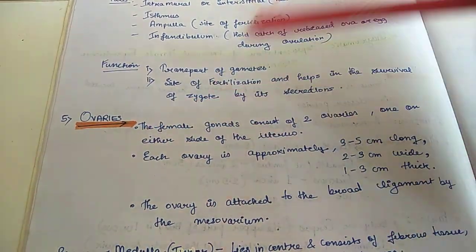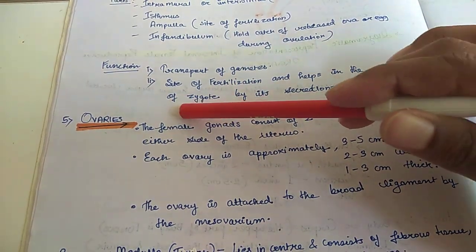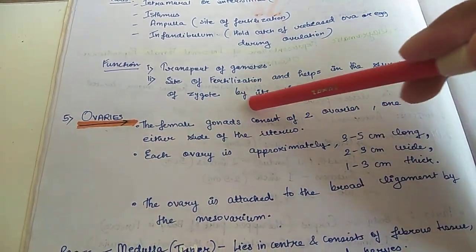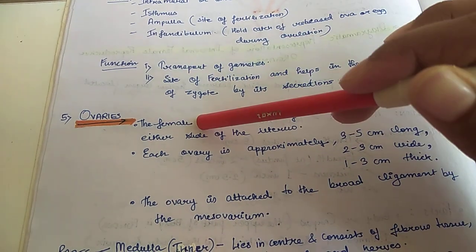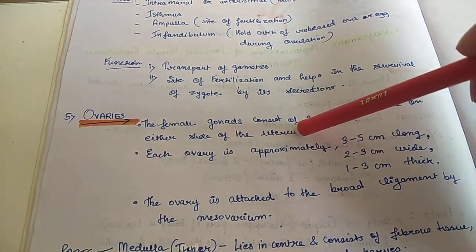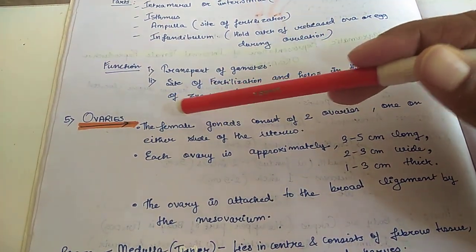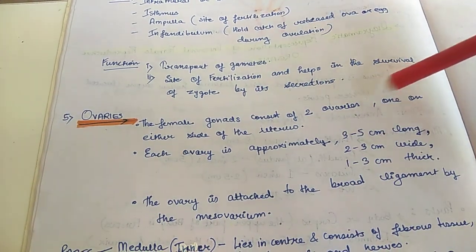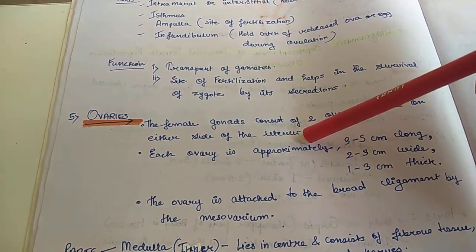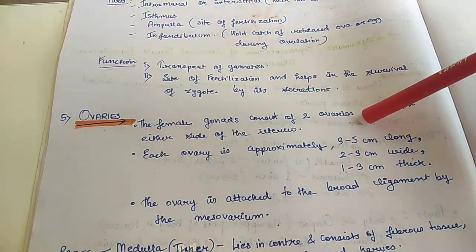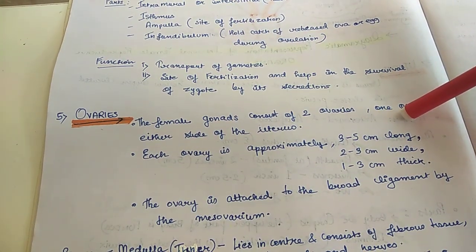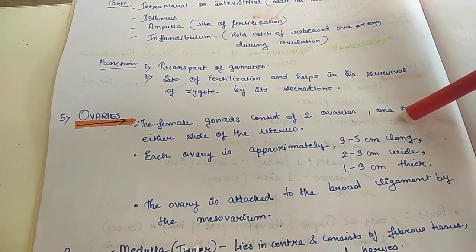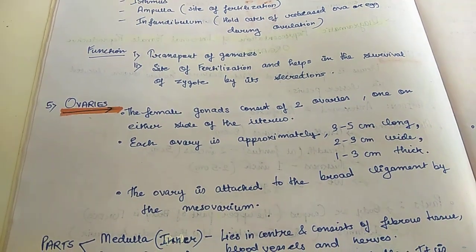And then we have the ovaries. This is again very important, because these are the female gonads which produce the female gametes, that is ova or eggs. There are 2 ovaries, one on either side of the uterus. Each ovary is approximately 2 to 5 centimeters long, 2 to 3 centimeters wide and 1 to 3 centimeters thick. The ovary is attached to the broad ligament by the mesovarium, as I have told you before in the diagram.